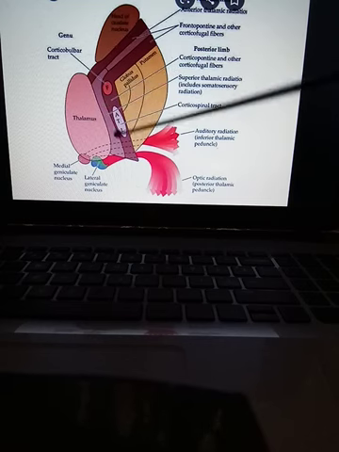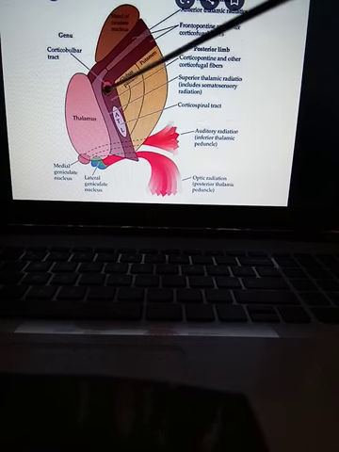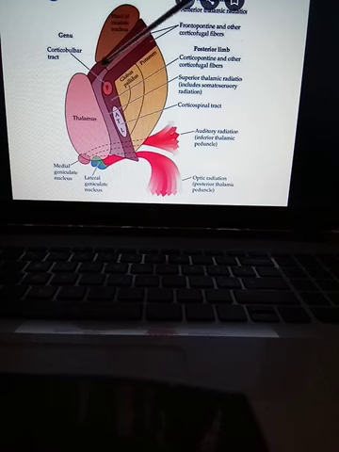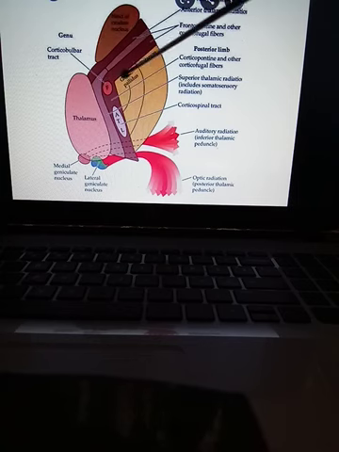Then in between the two limbs, anterior limb and the posterior limb, you have a bend. This bend is called the genu. Here you can see the anterior and the posterior limb form an angle.